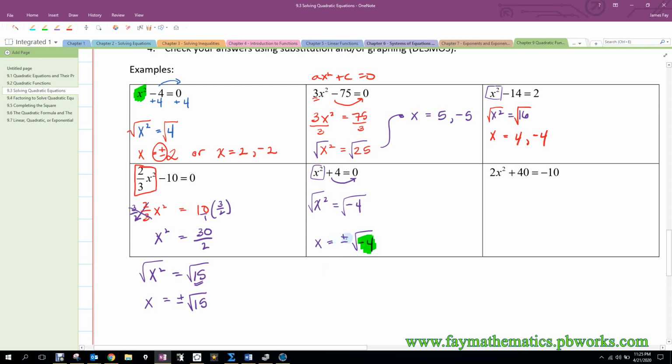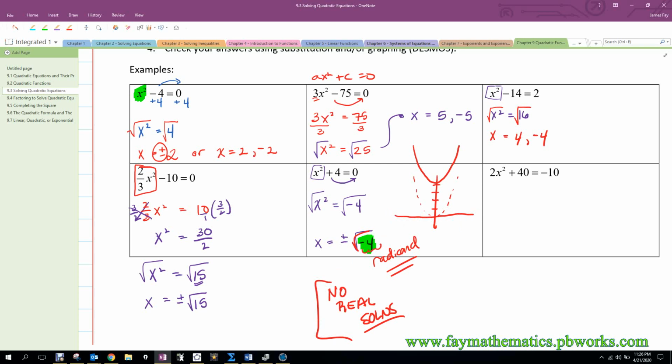You cannot do this. So when you get a negative under your radical, this number under here is called the radicand. If you hear me say that word, if your radicand is negative, you're going to say no real solutions, which means that our parabola does not cross the x-axis. And if you think about what we talked about in 9.1 and 9.2, if this dotted parabola is x squared, then the solid one here is x squared plus 4. Remember, it just moves everything up 4 units. Well, does this solid parabola cross that line right there? The answer to that's no. And that's what that means. There are no crossings. There are no intersections.